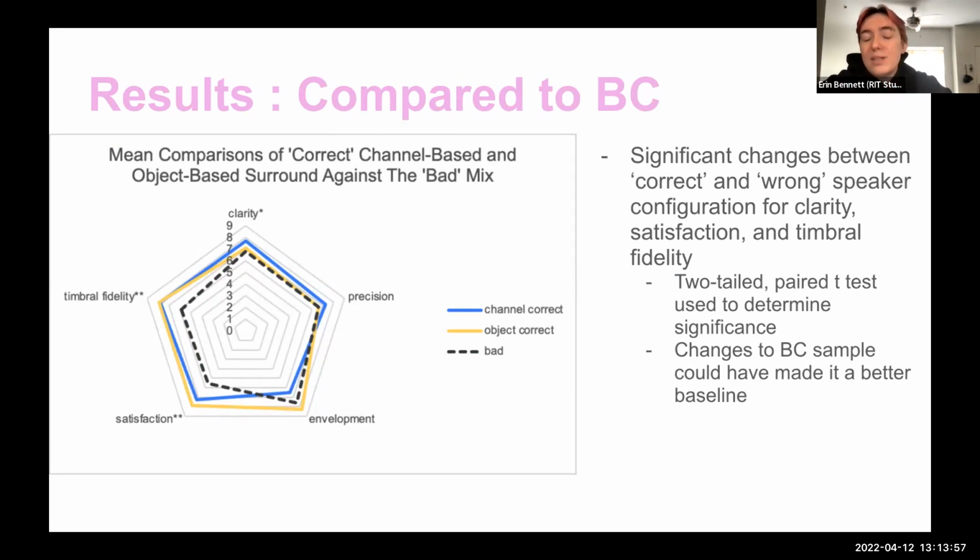I think the reason why it didn't perform a lot worse for precision and envelopment was my own fault. I think I could have made the baseline sample a little bit better to make sure it was generally worse for all 5 of the attributes. But seeing channel-based and object-based compared against the bad mix shows that the changes between channel-based and object-based really weren't that significant when compared to something that was mixed differently.